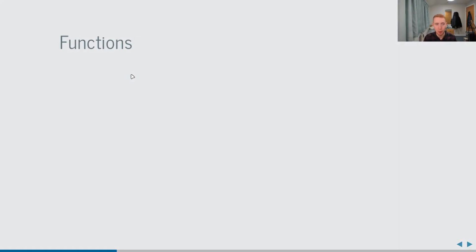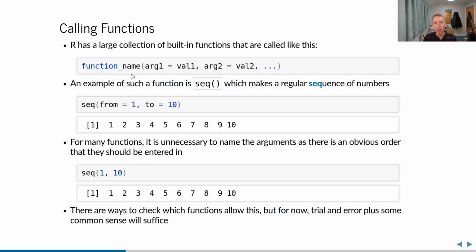Okay, so we'll also talk a bit about what functions are. I've used this word a bit already, but now let's define it properly. R has a lot of these things called built-in functions. A function is simply a way of getting R to do something. You can think of these as the verbs in the R language.